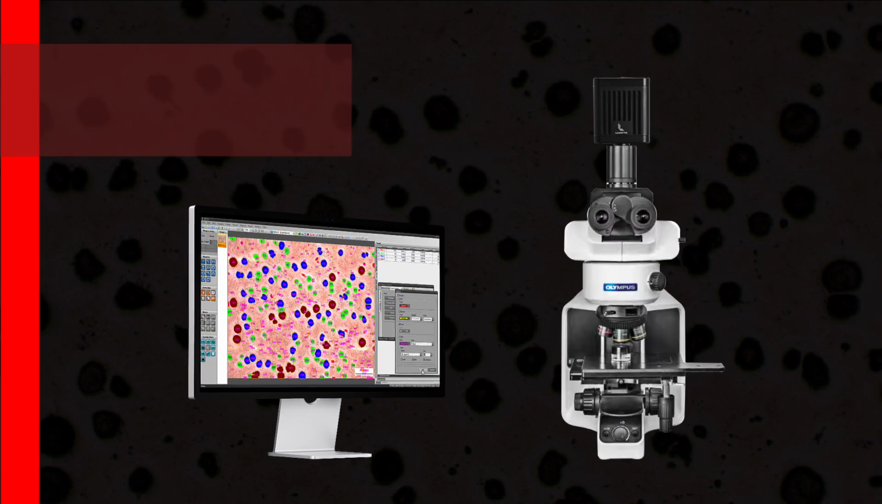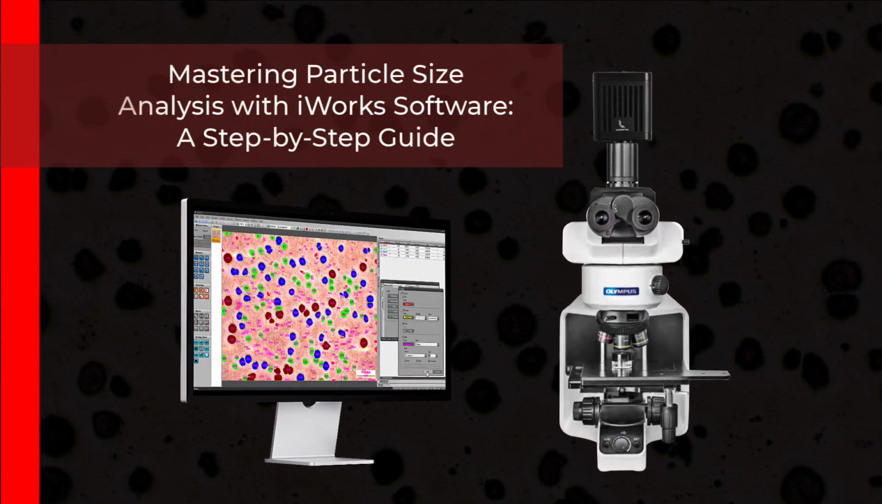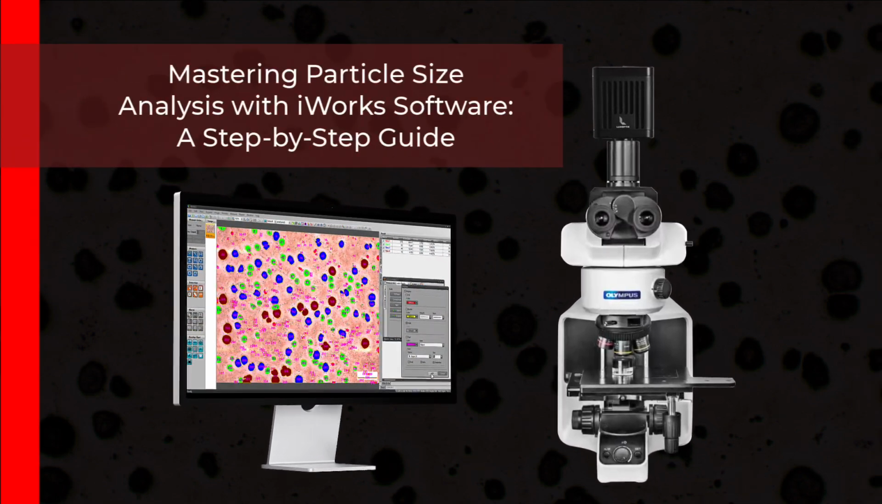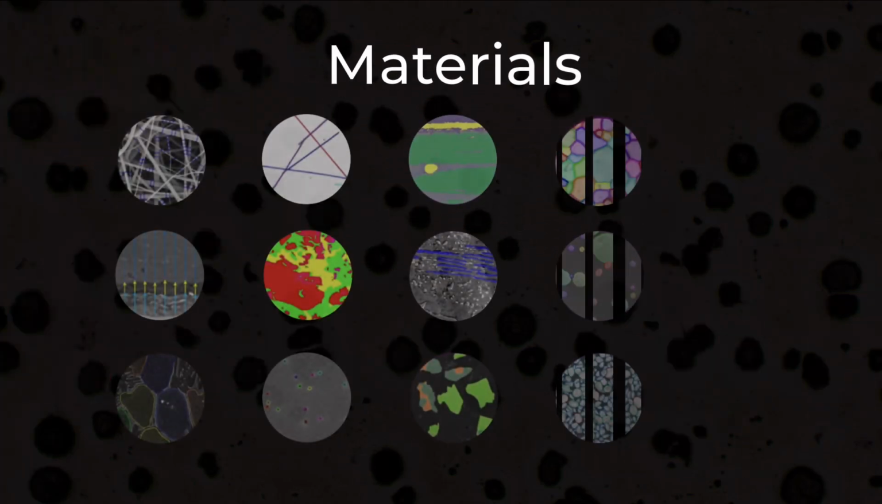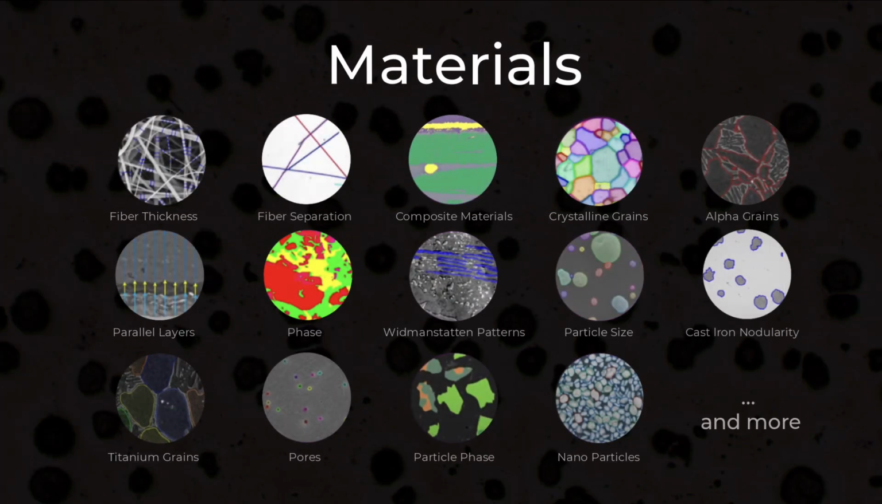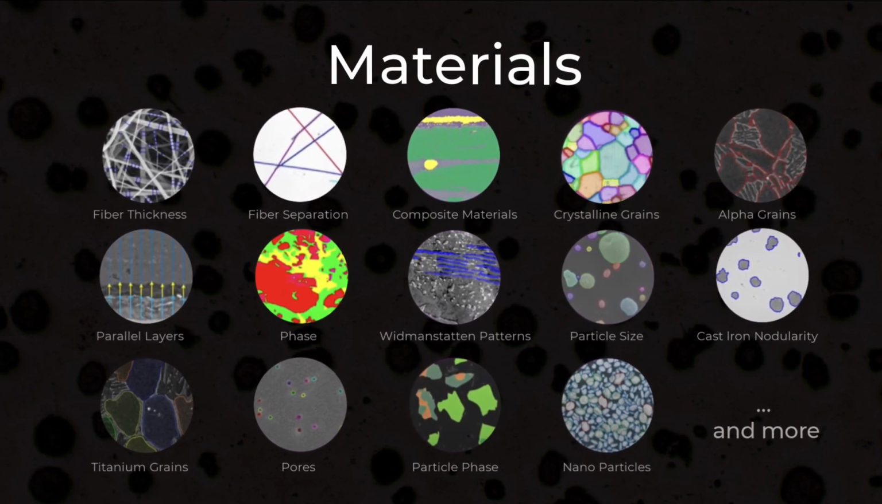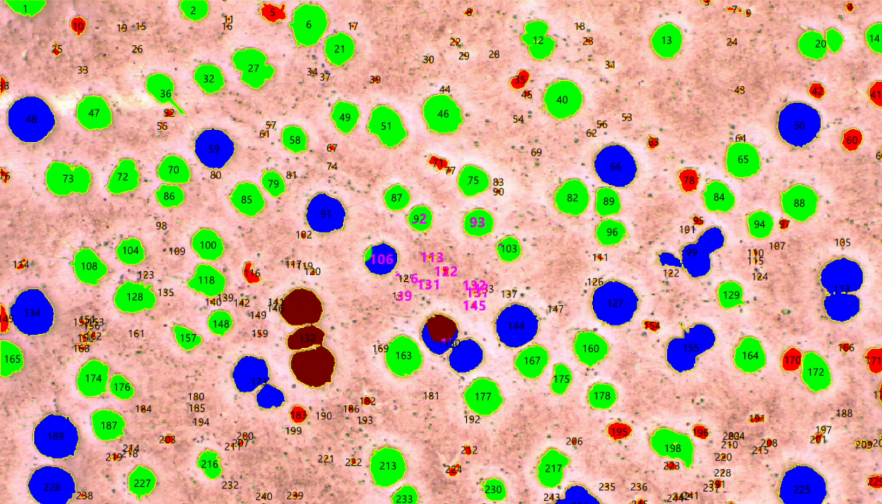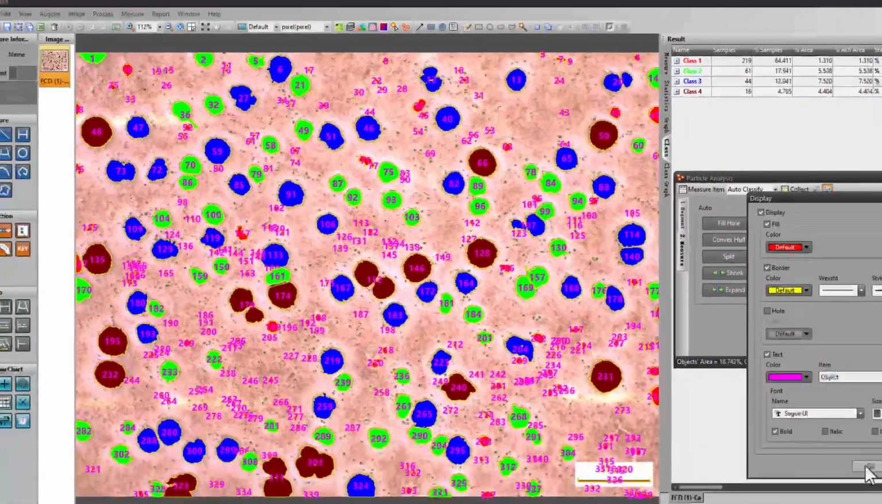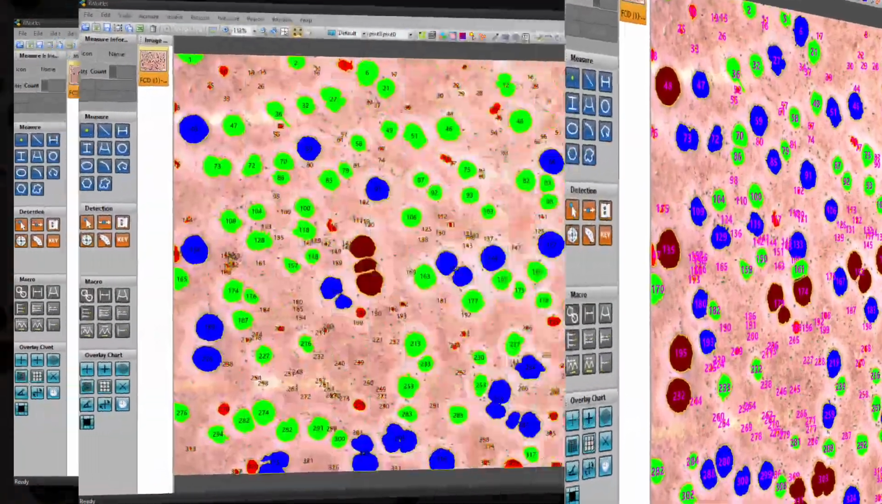This video explains how to perform particle size analysis using the iWorks software. The particles analysis function is designed to work for a variety of materials applications. We will use a micrograph of ductile cast iron as an example to demonstrate how easy it is to conduct particle size analysis using iWorks software.